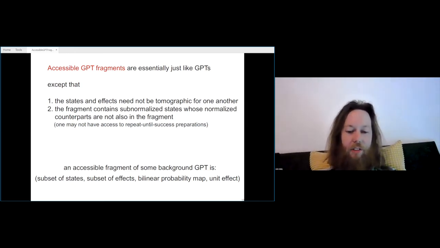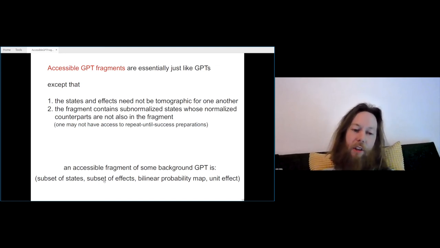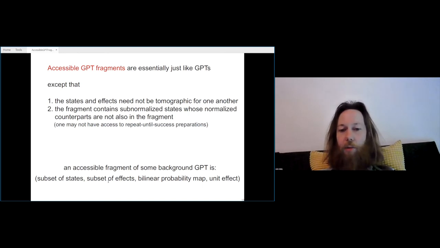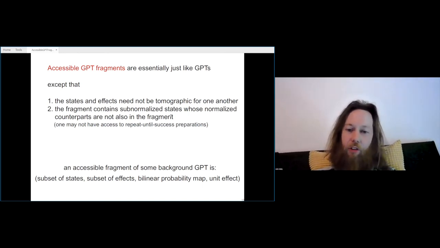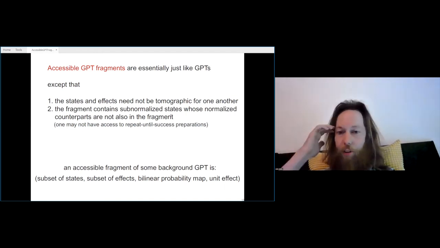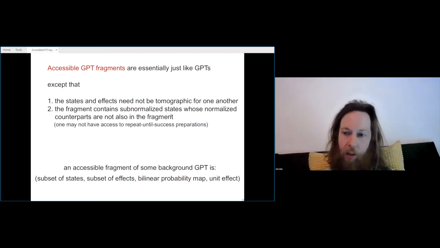These are very similar to GPTs. The main difference is that the states and effects no longer have to characterize one another. That is, they don't have to be homographic for one another. This is particularly true if we end up in a situation where the states or the effects live in a lower dimensional subspace than the full GPT. Also, we can have sub-normalized states which don't have a normalized counterpart within the fragment, although they will within the full GPT.